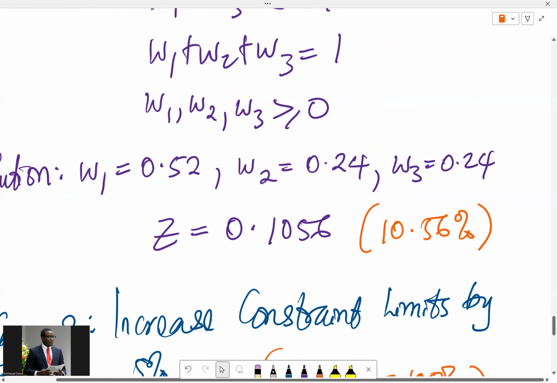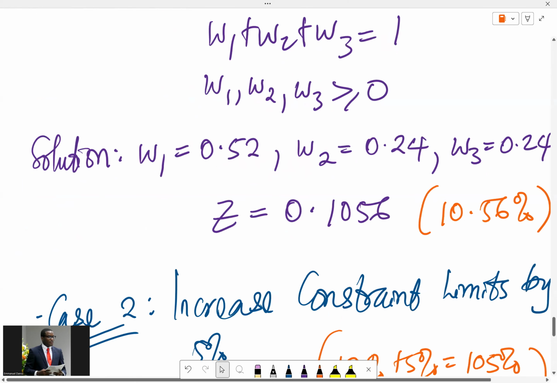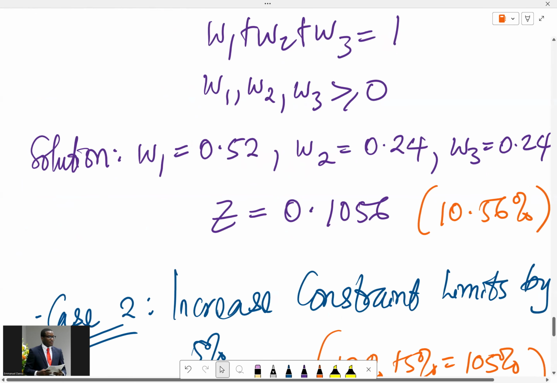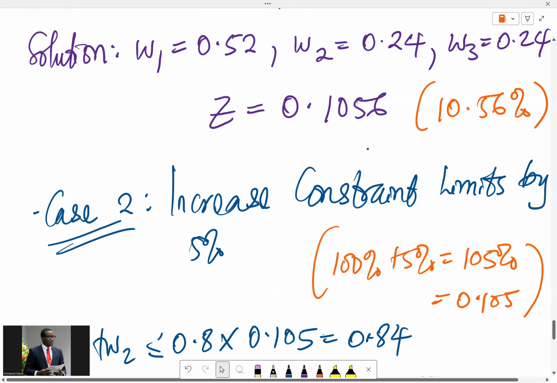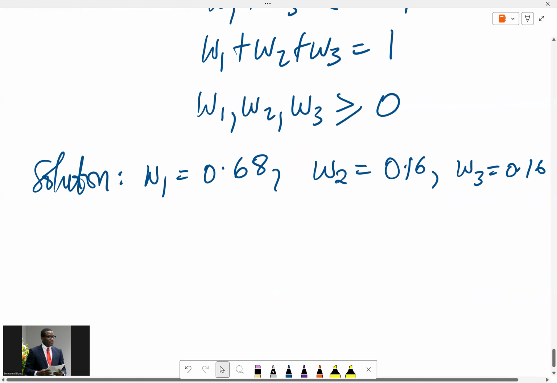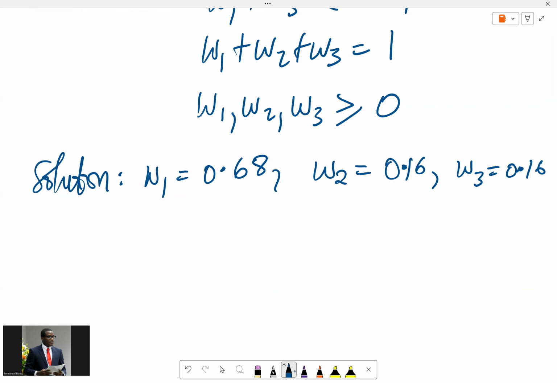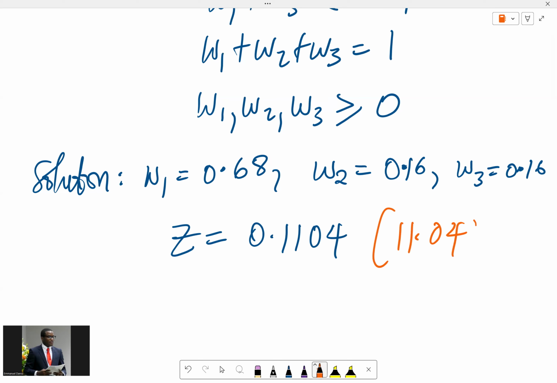Like you can see up here too, it's the same proportion all the way. But in this case, we have all these values that they are taking. So this is 68%, 16%, 16%, all adding up to 100. But then what's the Z here? The Z is actually 0.1104. And we know that's 11.04%.